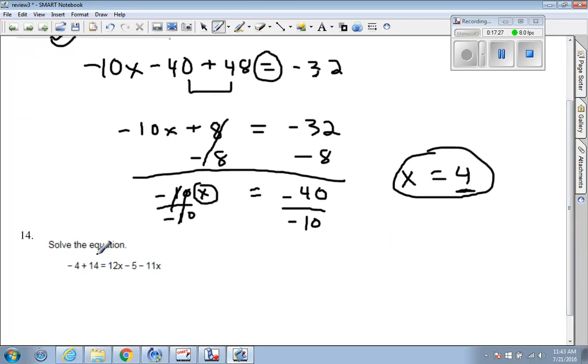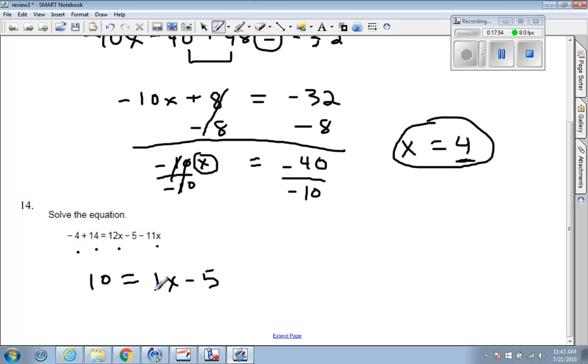Solve the equation. That's what this post was all about. Okay, combine like terms. So negative 4 and positive 14 brings us to 10. And this term, 12x minus 11x brings us to 1x. But then we have minus 5. So phase 1 is combine like terms on the respective sides of the equal sign.